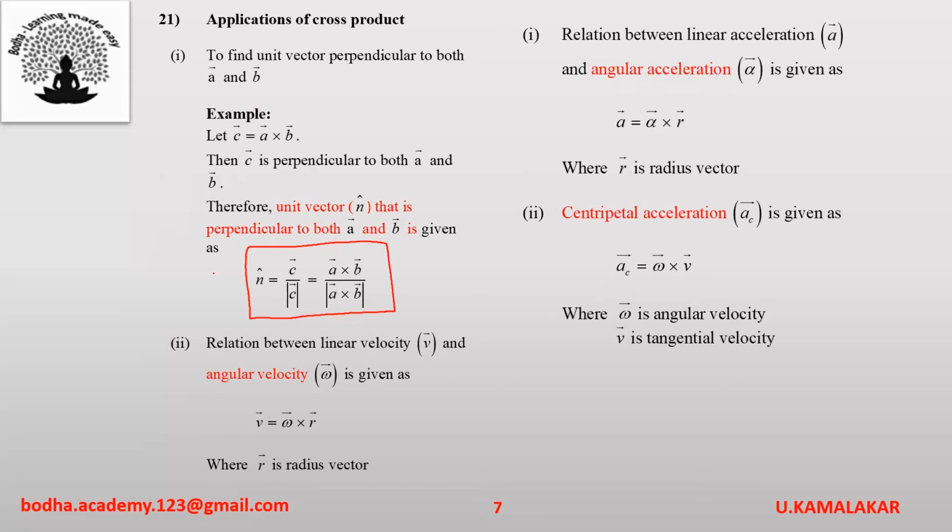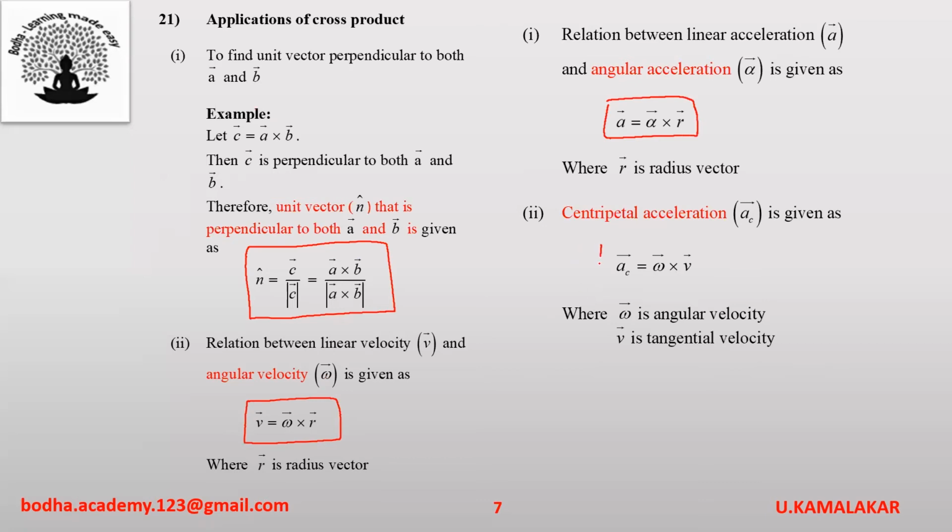Next point, the relation between linear velocity and angular velocity is given as v bar is equal to omega bar cross r bar. The relation between linear acceleration and angular acceleration is given as a bar is equal to alpha bar cross r bar.